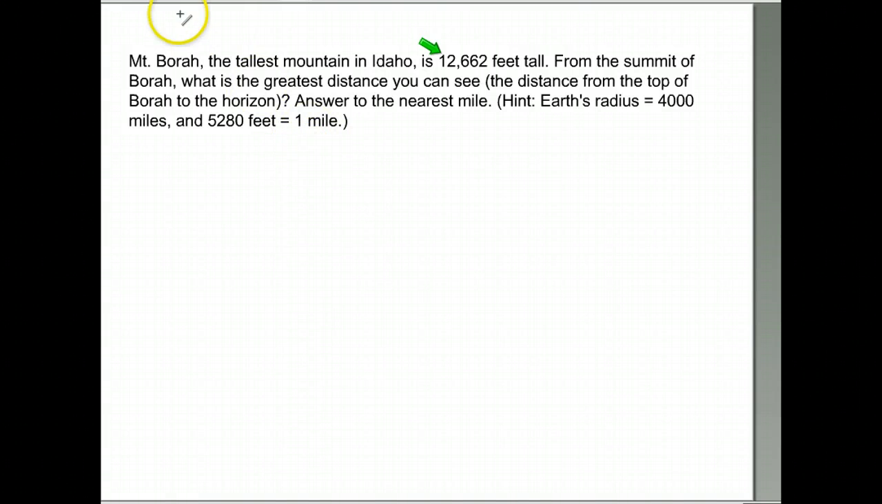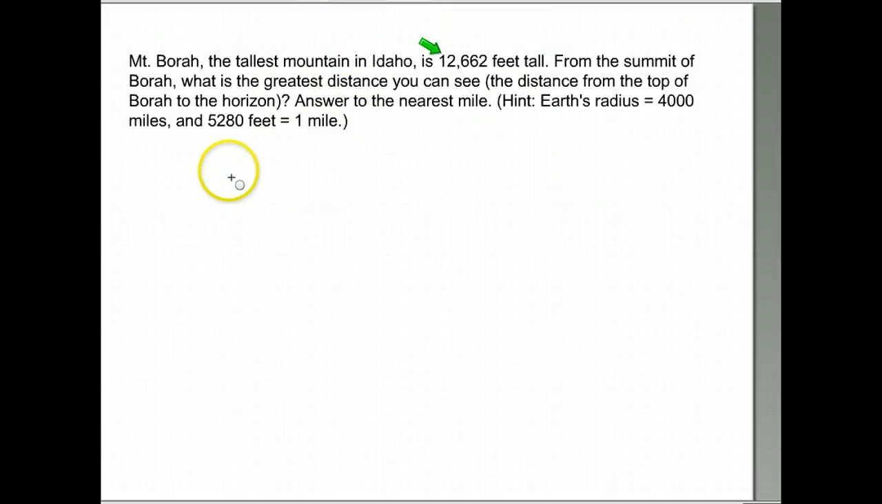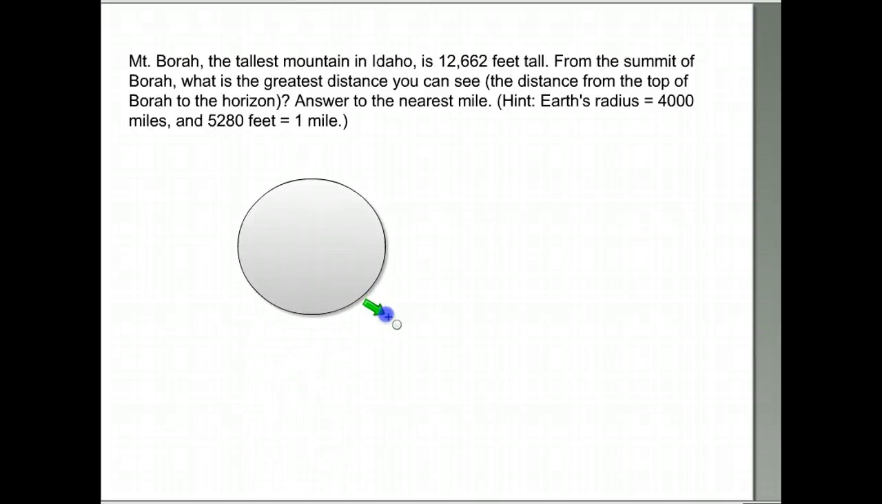The first thing I'm going to want to do here is draw a picture of the situation that I have going on here. So let's take a look. I know I have a circle, because that's my Earth. We're pretending Earth is an actual circle. The distance from the center of the Earth to the edge, the Earth's radius, is 4,000 miles. Then we have Mount Bora.